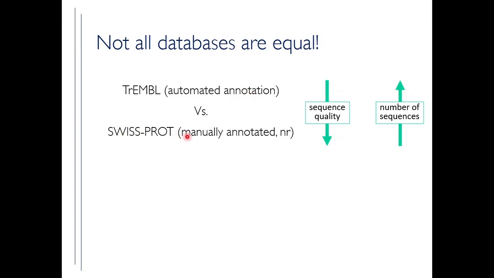SwissProt, again, is another database. You're not going to use either of these, but it's just worth bearing in mind that this is actually the opposite. So it has far fewer sequences. Okay, it's non-redundant. So non-redundant databases tend to be smaller, but the quality of the information stored is much higher.